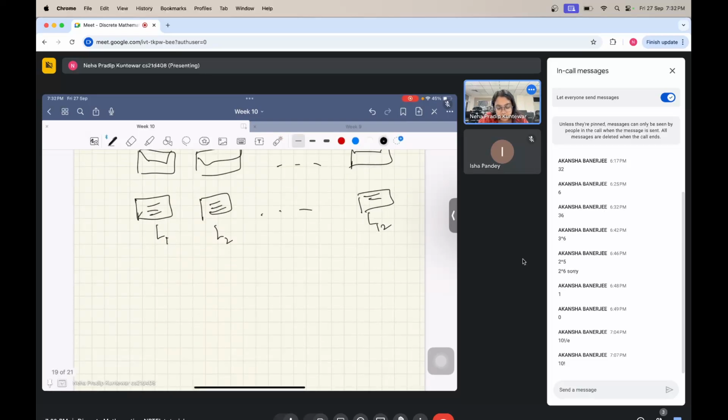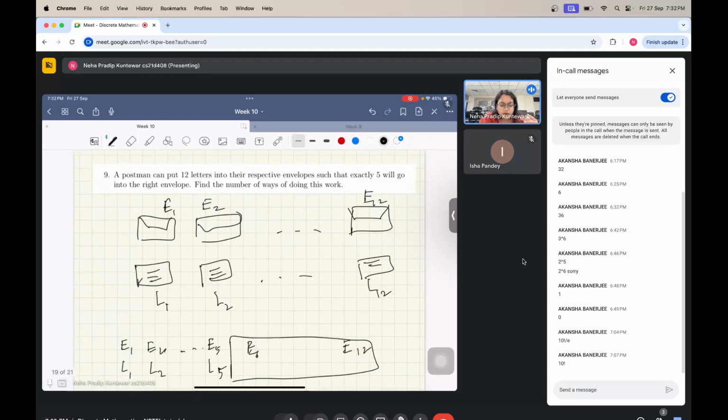So for example, it could be that L1 goes to E1, L2 goes to E2, and so on up to L5 goes to E5. But after that point, from E6 to E12, none of the letters goes into the right place. So how do we find this out? This is slightly different from derangement. So maybe just give it a try and you can tell me your ideas or your answers. Also, if there is any part that you want me to clarify at any point, then please let me know.